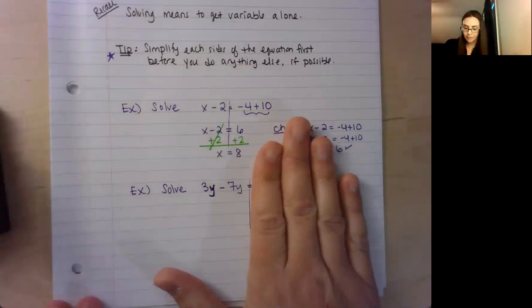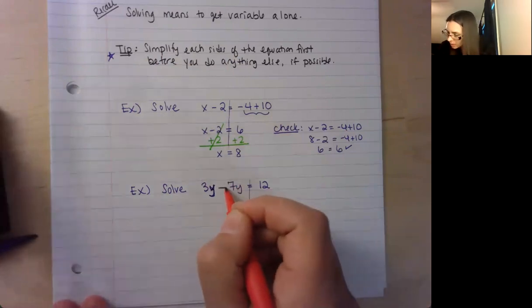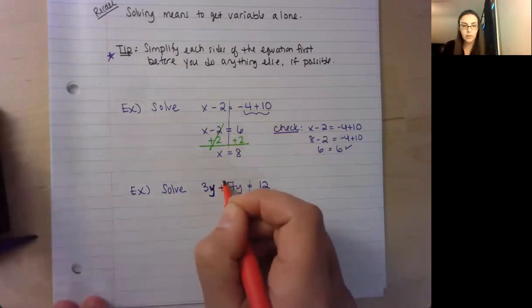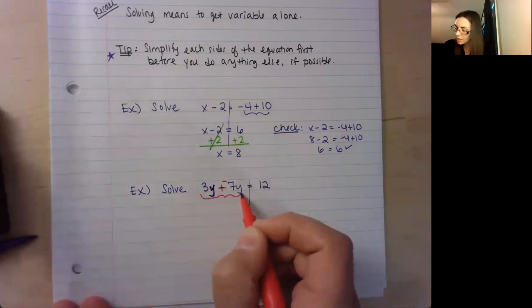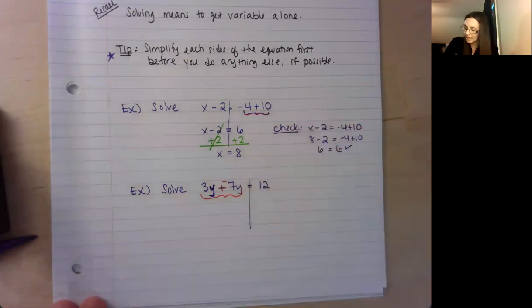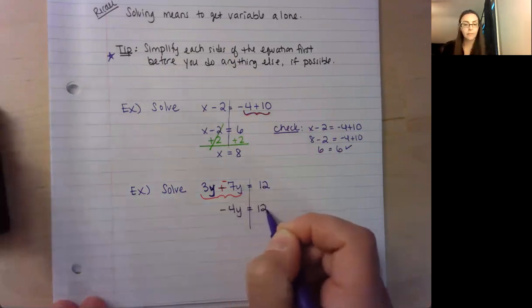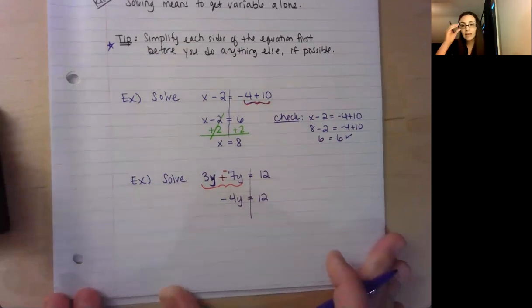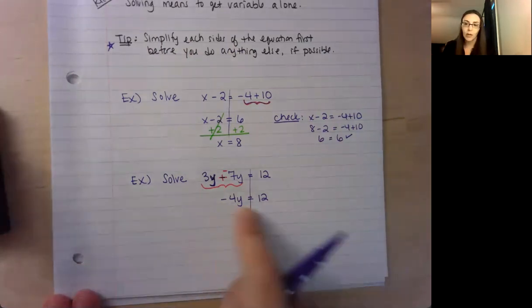I have a 3y minus 7y. So what I can do is change my subtraction to addition, and then change the positive 7 to a negative. And then I can simplify this part first. 3 plus negative 7 is negative 4. So I have negative 4y equals 12. And again, now you can see that you have a one-step equation left, or as cleaned up as we can get. There's nothing left we can do on each side.